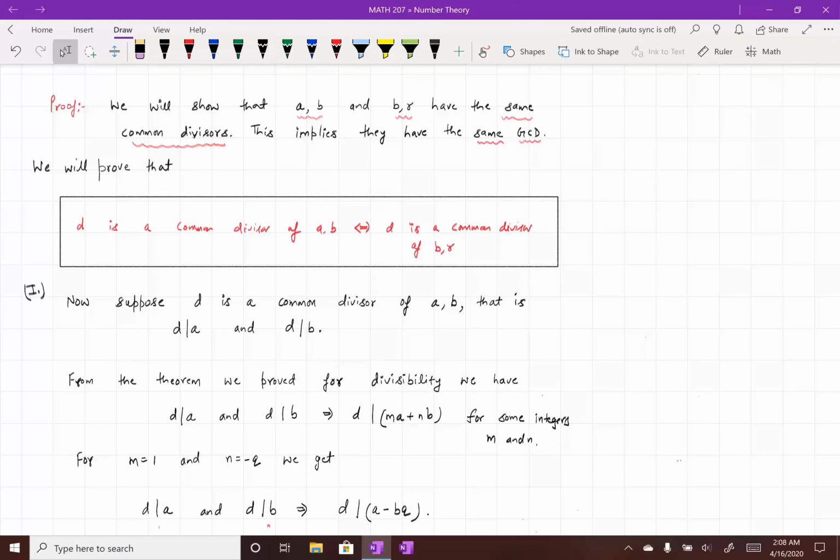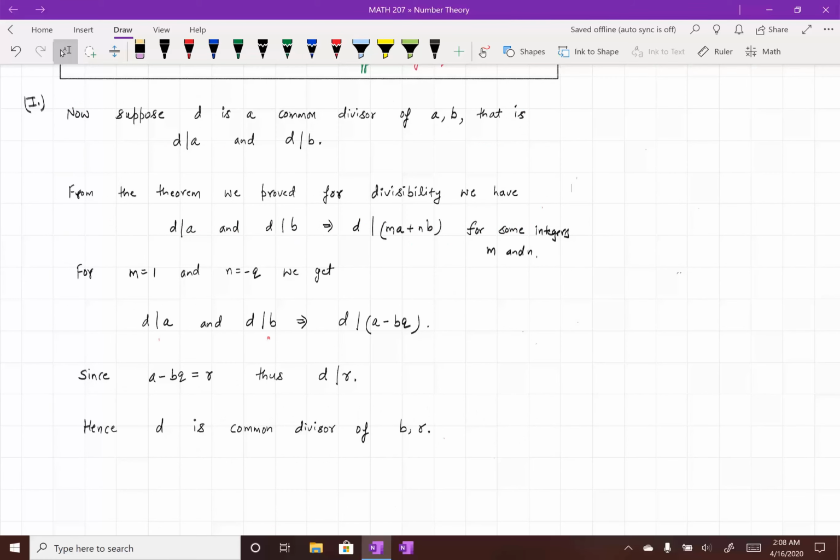Since this statement contains an if and only if conditional statement, we can write the proof of this statement in two parts. First we assume that D is a common divisor of A and B, and then we will try to prove that D is also a common divisor of B and R, and then we do the converse of that statement. So in the first part, suppose D is a common divisor of A and B. That means D divides A and D divides B.